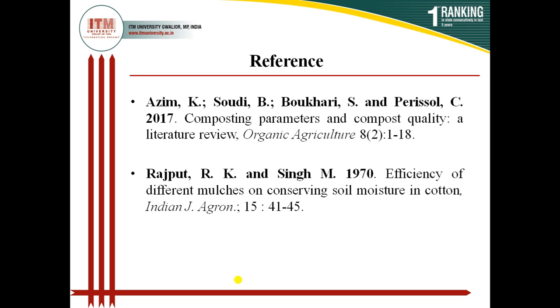For further studies, these 2 articles are available. Composting Parameters and Compost Quality, a literature review. It is published in the journal Organic Agriculture, volume 8, number 2, from page 1 to 18. Another is the article of Rajput R.K. and Singh M., Efficiency of different mulches on conserving soil moisture in cotton, Indian Journal of Agronomy, volume 15. It can also be studied.